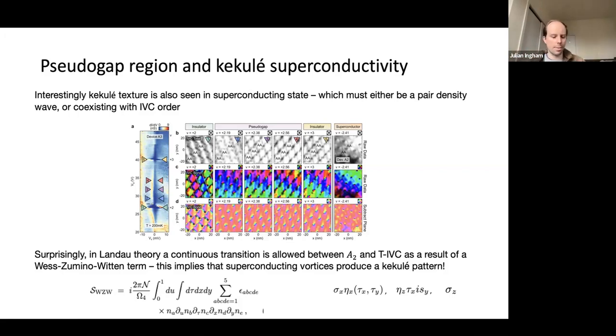Now, the superconductor could be finite momentum. Finite momentum superconductors are generally disfavored, as I mentioned before. Another possibility is that TIVC coexists with the superconductor. But another interesting possibility is, for whatever reason, if there's a collection of superconducting vortices, you can have this Kekulé pattern, even though the superconductor itself is zero momentum, as a result of this Wess-Zumino-Witten term.